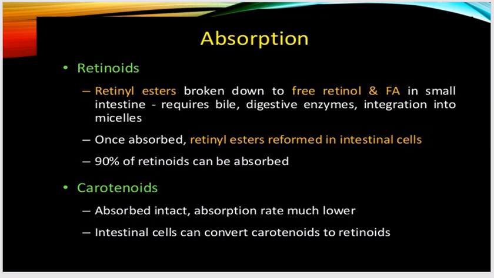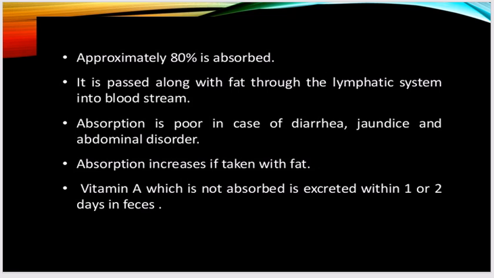The intestinal cells can convert carotenoids into retinoids, and they are approximately 80% absorbed, and it is passed along with the fat through the lymphatic system into the bloodstream. The absorption is poor in the case of diarrhea, jaundice, and abdominal disorders. The absorption increases if taken with fat. Vitamin A which is not absorbed is excreted within 1 to 2 days through the feces.